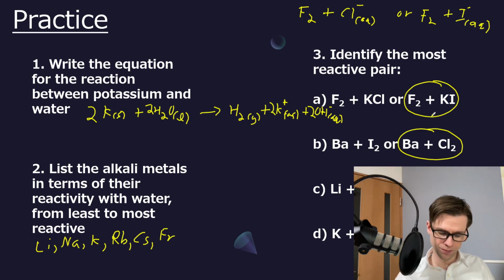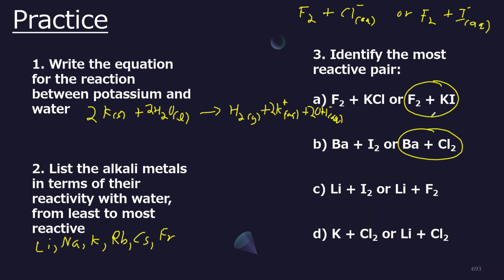So most reactive there. C, Li plus I2, very similar here, just instead of alkaline earth metal, we have alkali metal. So in this case, again, look at electronegativity. In this case, fluorine has the greater one. So that's the biggest difference between the ionization energy of lithium and the electronegativity of F. I2 doesn't want electrons nearly as badly as F2.